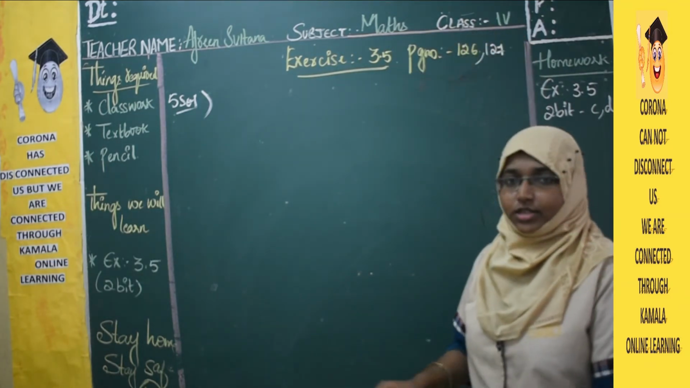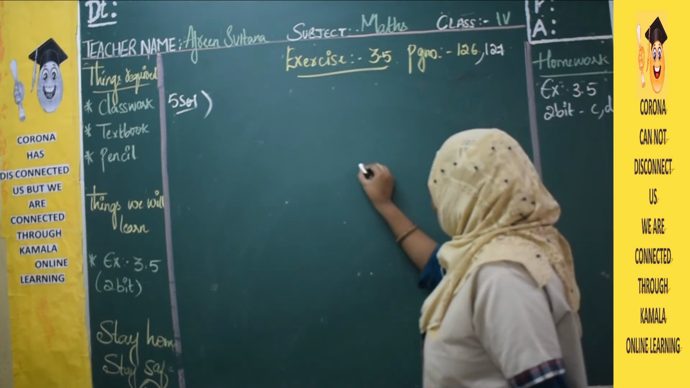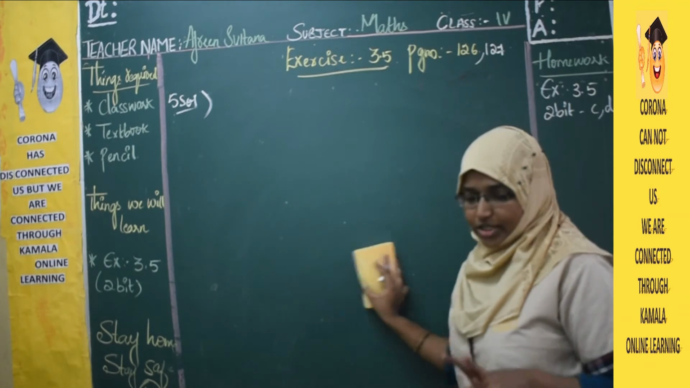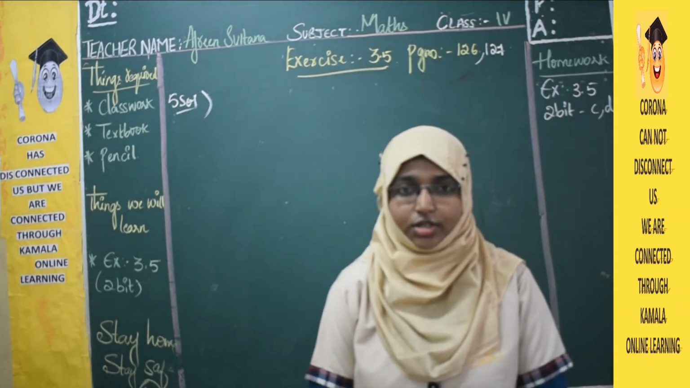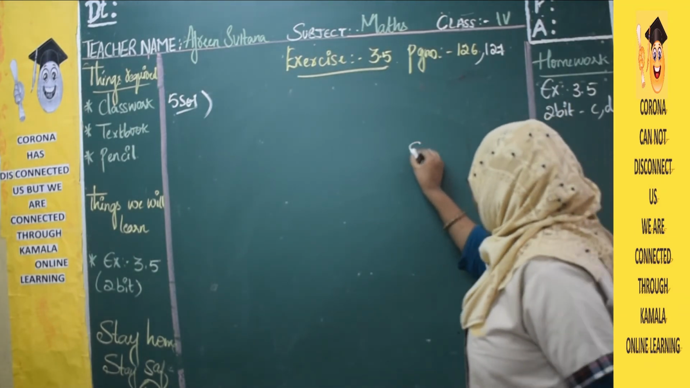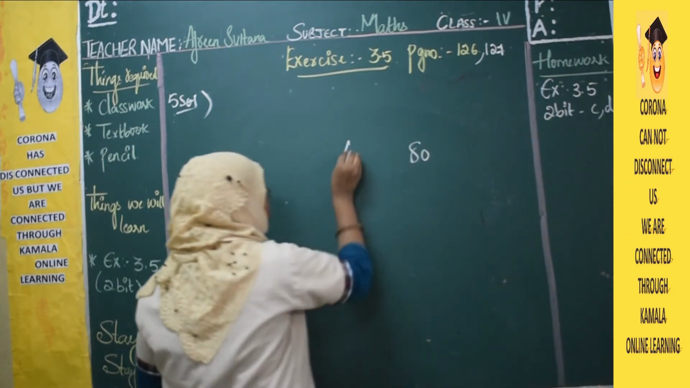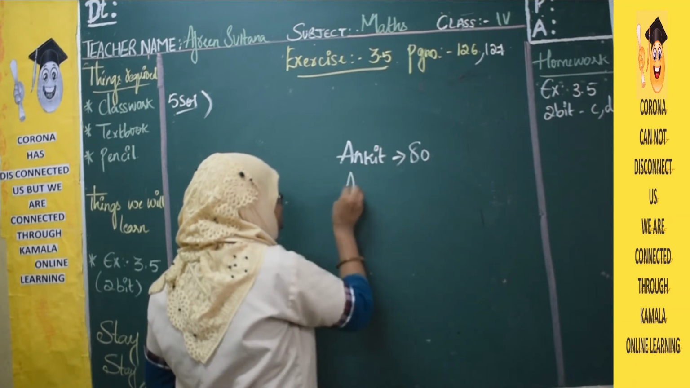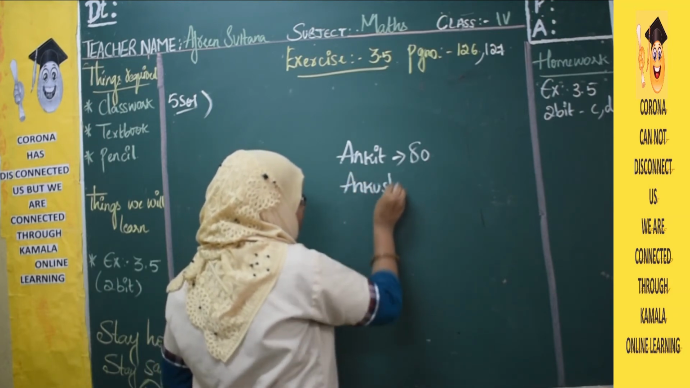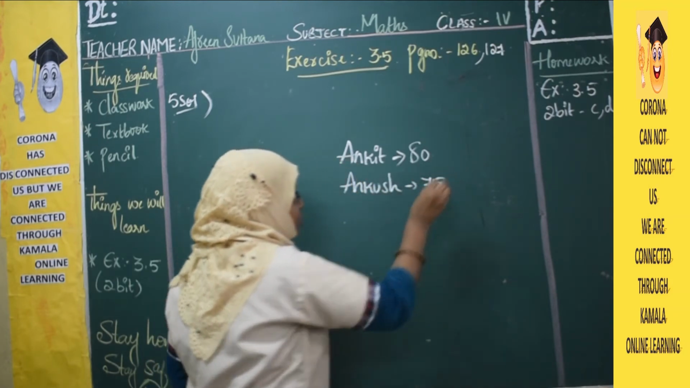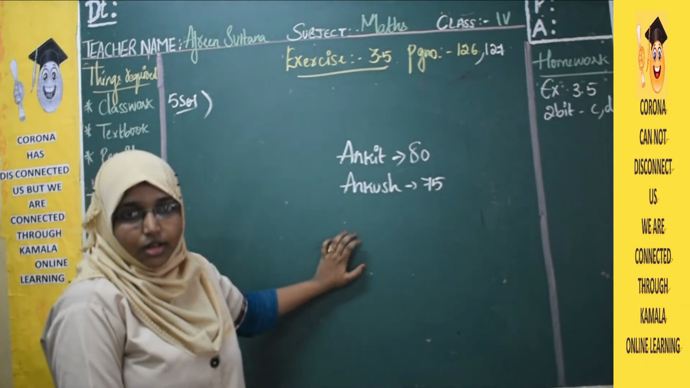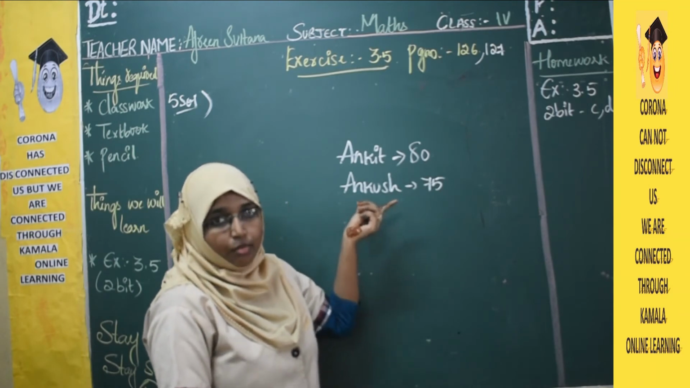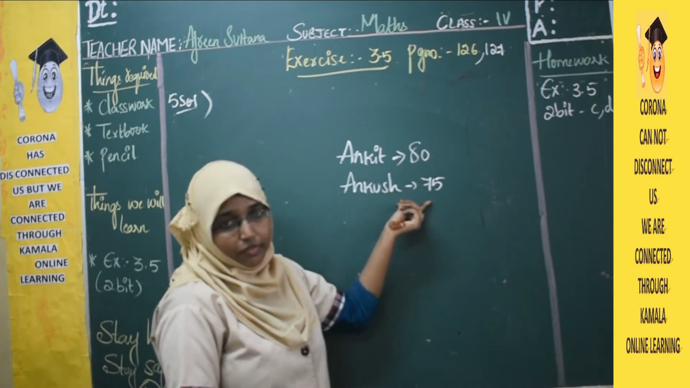Instead of the 12,000, let me give an example with a bigger number. Suppose there are two students, Ankit and Ankush. Ankit got 80 marks, whereas Ankush got 75 marks. Now I ask you, who got more? How many more marks did he get than Ankush?